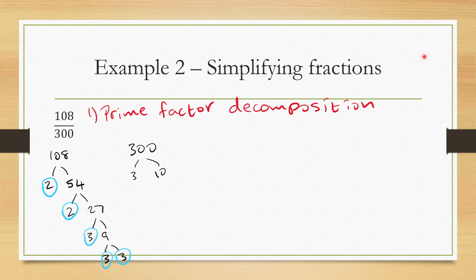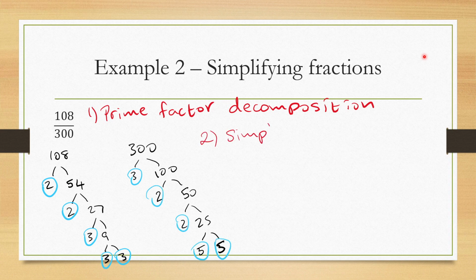Now I move on to 300. I break that down into 3 and 100. Break the 100 down into 2 and 50. Break the 50 down into 2 and 25. Break the 25 down into 5 and 5. These are all prime numbers, so put a circle around them.